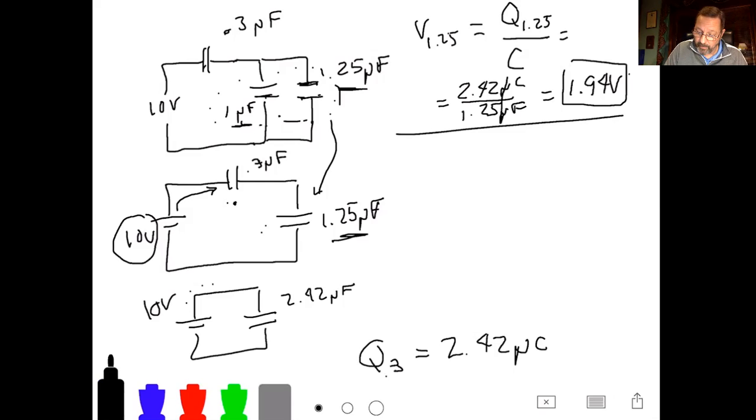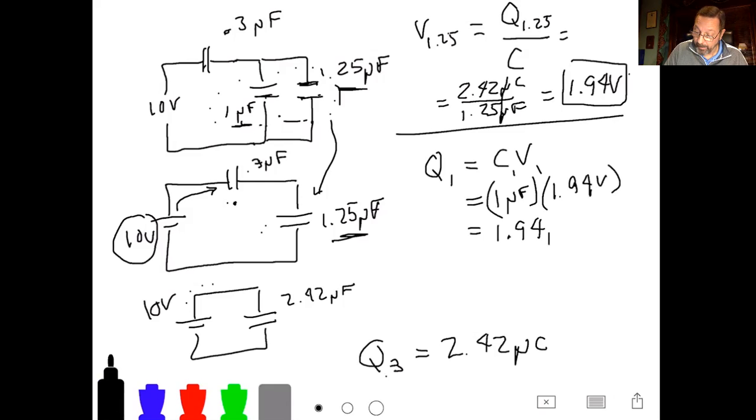And so that means that the charge on the 1 microfarad capacitor is going to be equal to C times V, C for the 1 microfarad, and the voltage, which is the 1.94 volts. So that's 1 microfarad times 1.94 volts, which is equal to 1.94 microcoulombs, because a volt times a farad is a coulomb.